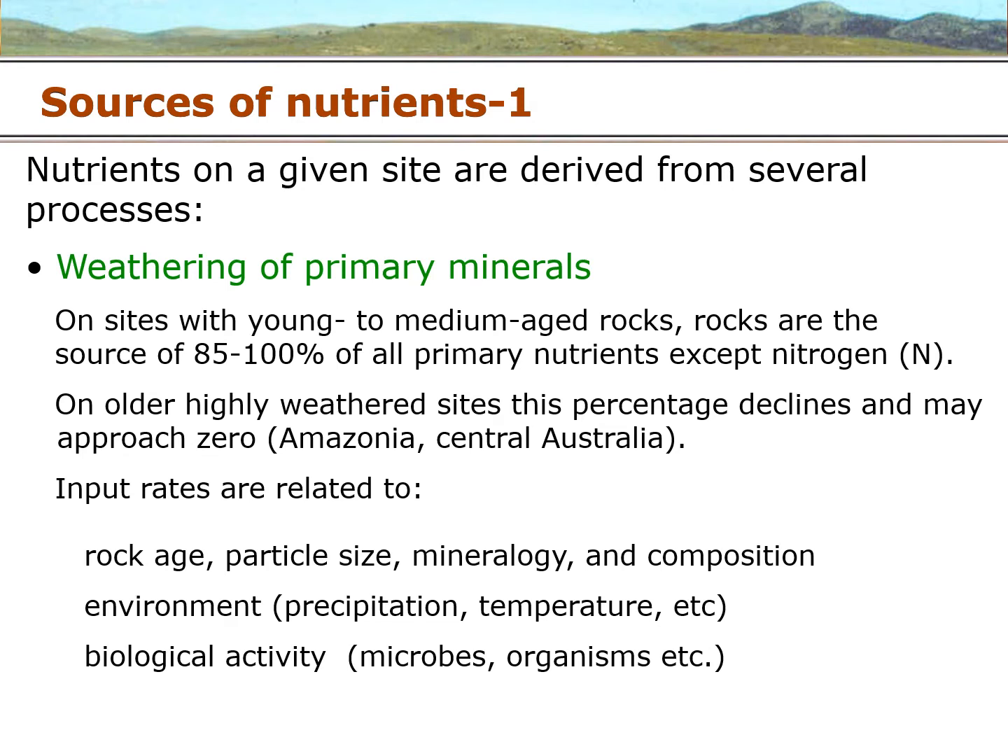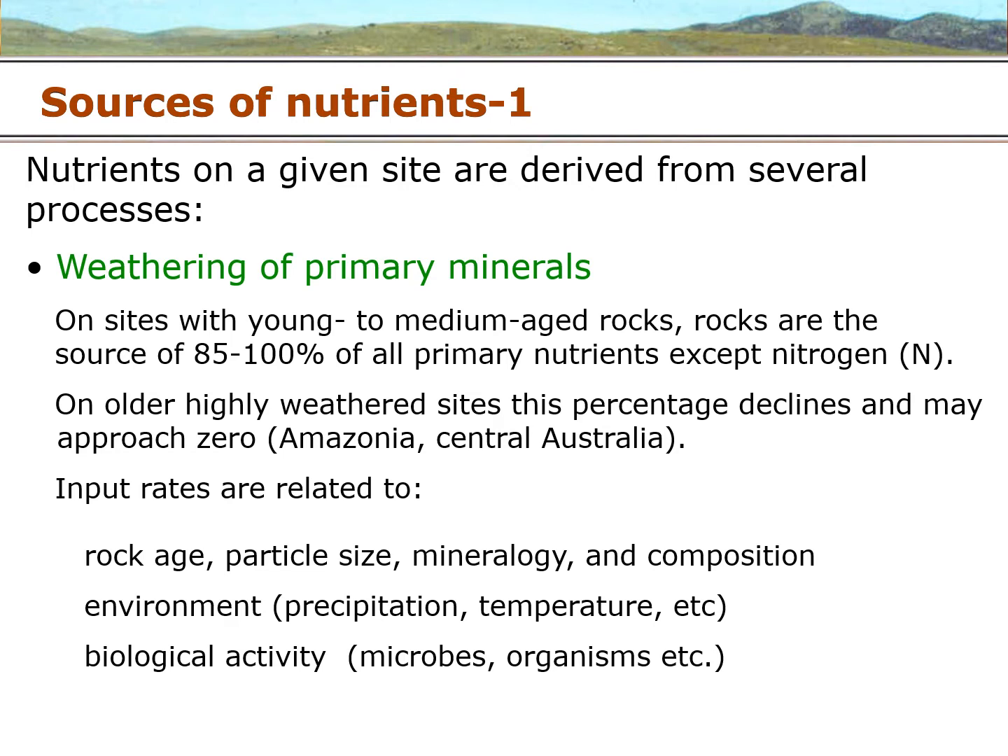Nutrients on a given site are derived from several processes. First, we have weathering of primary minerals. On sites with young to medium-aged rocks, the rocks are the source of 85 to 100% of all the primary nutrients except for nitrogen. On older, highly weathered sites, the percentage declines and may actually approach zero, such as in Amazonia and Central Australia with very old parent material and weathered rock.